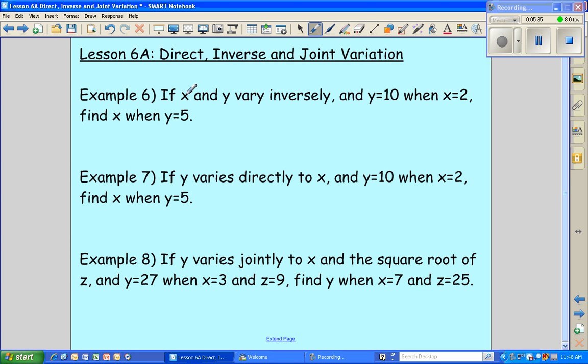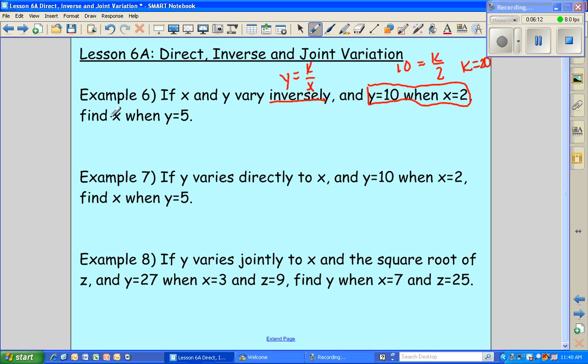Okay, so let's look at some actual problems. If x and y vary inversely, so if they vary inversely, that key word right there should get you with the y equals k over x. So it says y is 10 when x is 2. So this is your first set of information. Then you can say 10 equals k over 2, which means our k is 20.